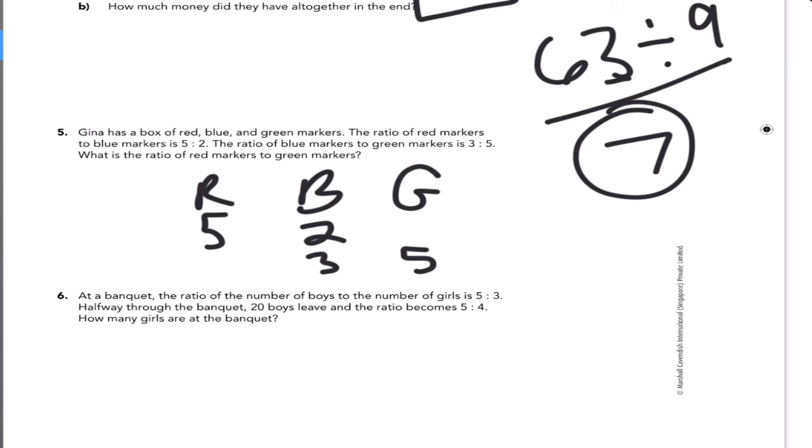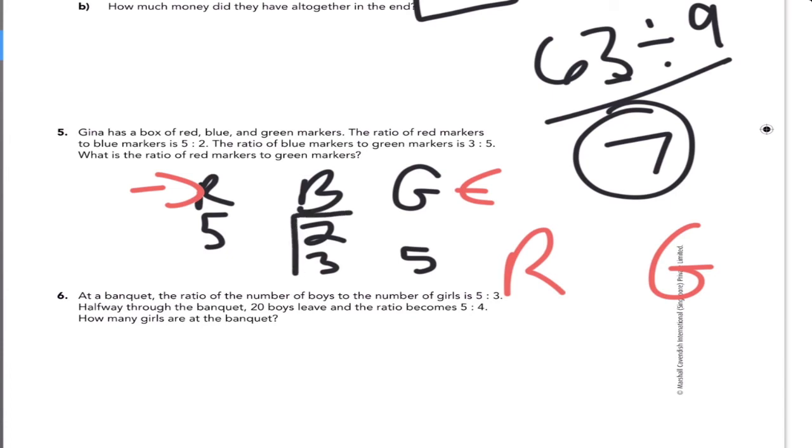Okay, now we've got to figure out what's the ratio of red to green. So we're looking at red and green. To figure this out, what you need to find is a common area, and the common area is blue. However, blue is not the same for each one. It's 2, then it's 3. So it's very similar to adding fractions. When you add a fraction, you have to have the same denominator. So just figure blue is your same denominator. So you need to create a least common denominator. So 2 and 3, I can make into 6.